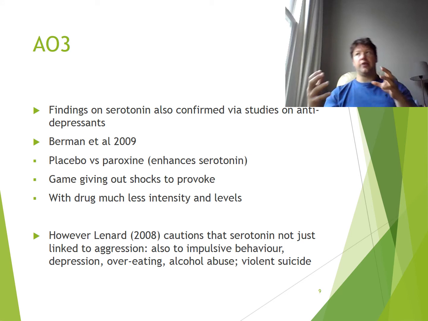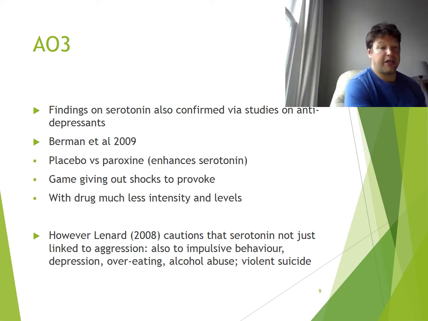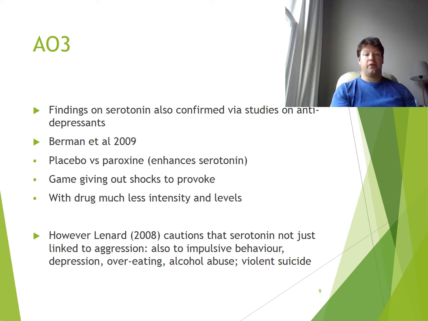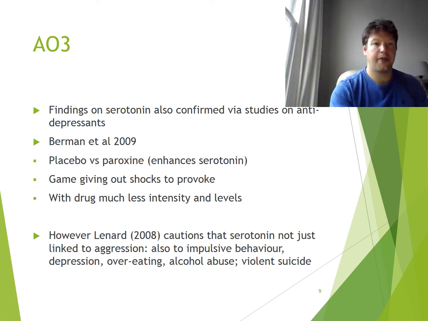So what it's saying there is those who had higher serotonin were less likely to give out high intensity shocks. However, Leonard, 2008, cautioned that serotonin is not just linked to aggression, but also to impulsive behaviour, depression, overeating, alcohol abuse, and violent suicide. So we can't just look at serotonin in itself. It's the whole broader picture that serotonin is linked to lots and lots of things, as well as aggression.